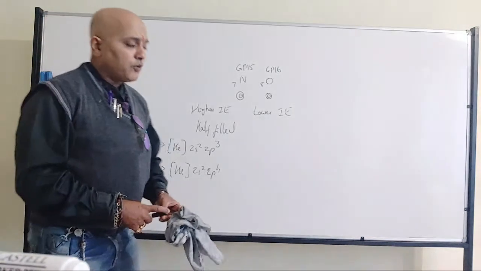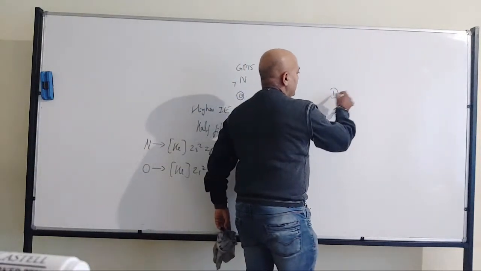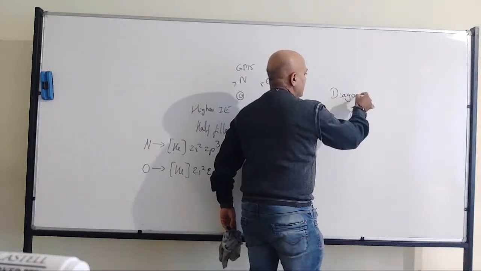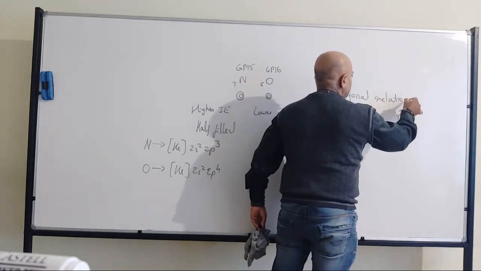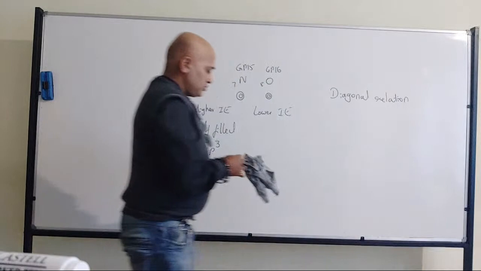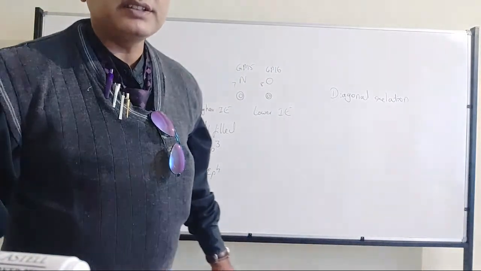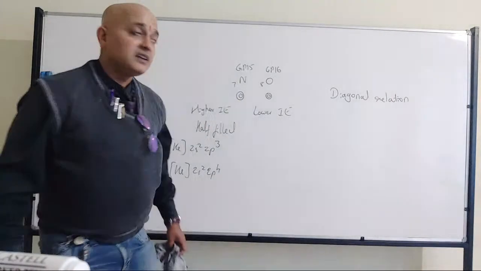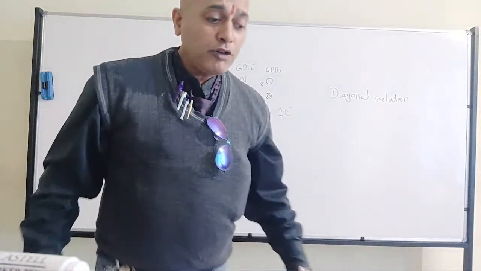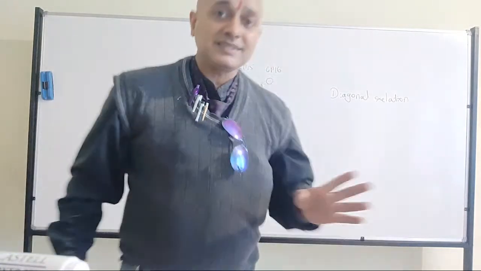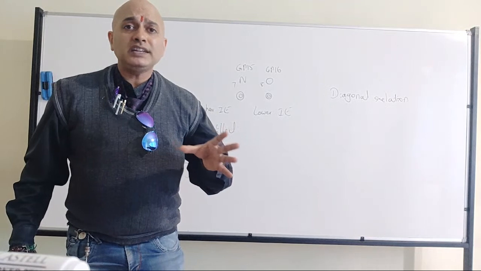Okay. Now, one thing I will make clear. There is one concept called diagonal relation. Anyway, these things we are going to discuss in detail when it comes to S and P block elements. Fine? So that is diagonal relation. You can expect a 1 or 2 marks question on this. What is diagonal relation in a periodic table?